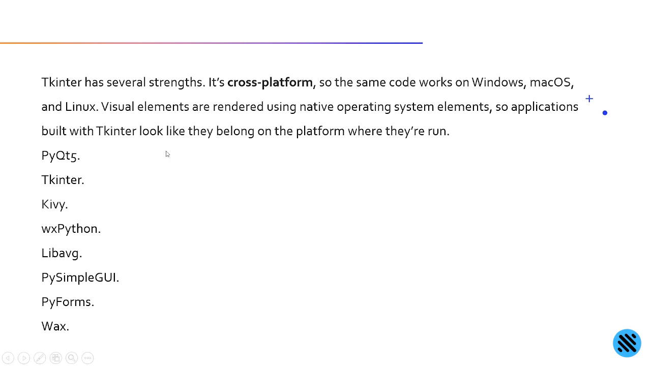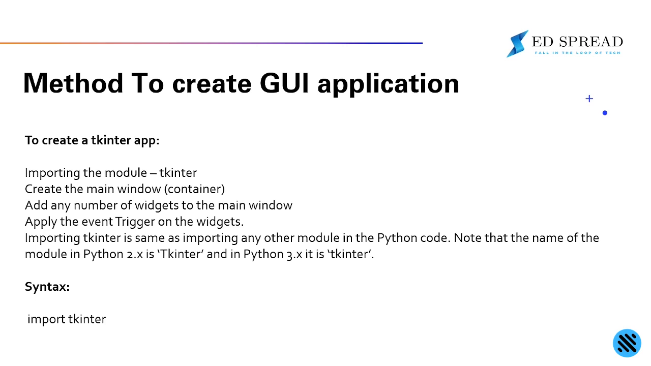These are different libraries, that is, visual elements are rendered using native operating system elements. So applications built with Tkinter look like they belong to the platform where they are run. PyQt, Tkinter, Kivy, wxPython, these are different types of modules. We'll be using the Tkinter module.